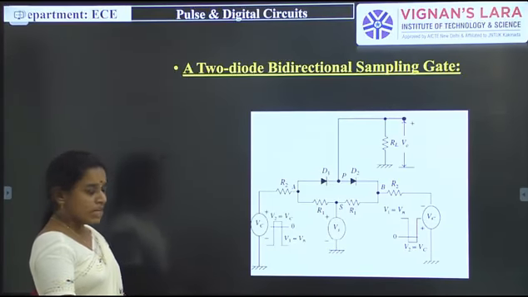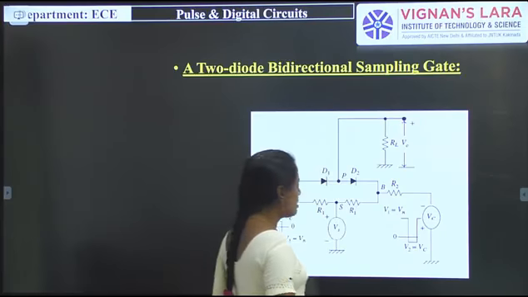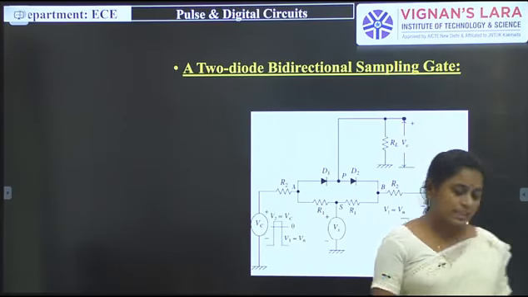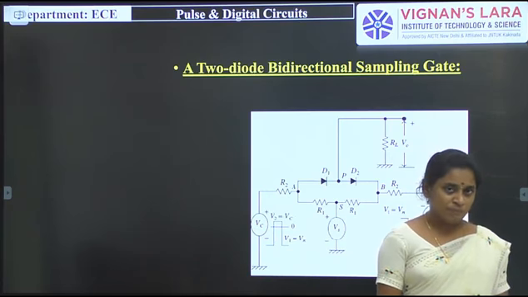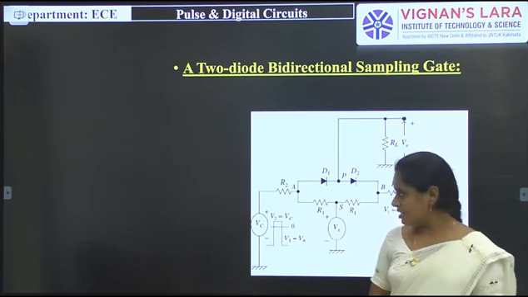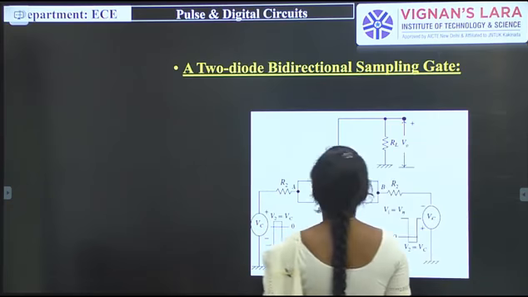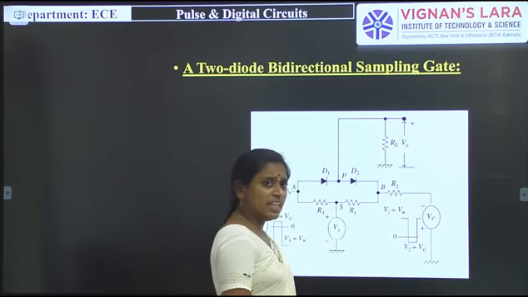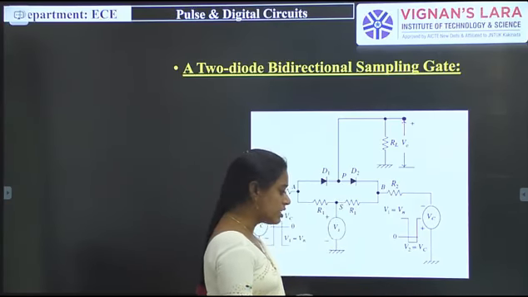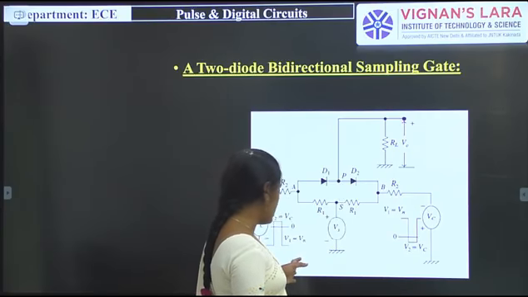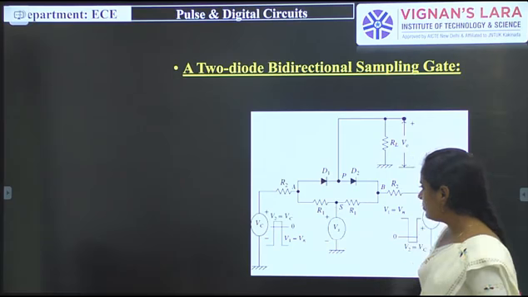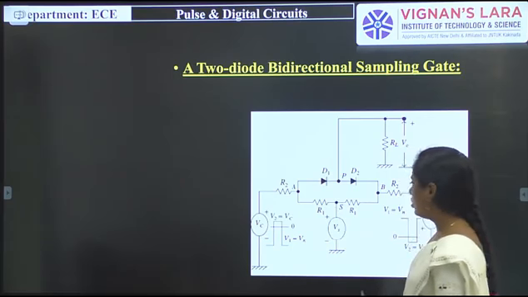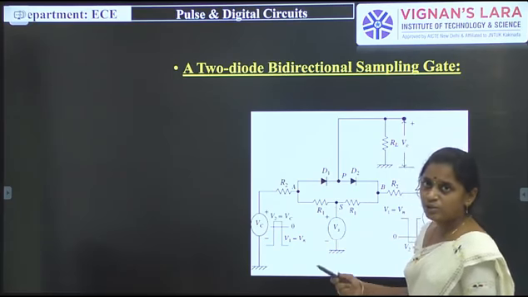So this is a 2 diode sampling gate. This circuit can be redrawn like this, so that we can simplify the circuit. There is a resistor, whatever resistor we have been given, that I am treating as R1. So that R1 we have to redraw like that.